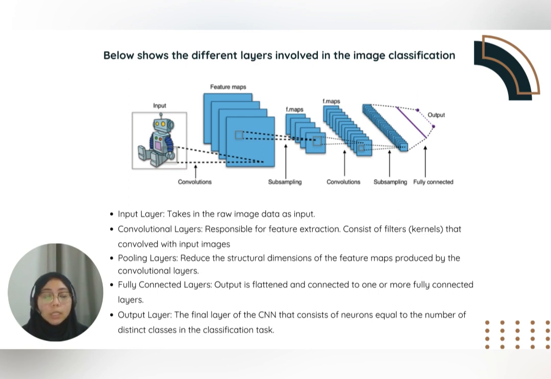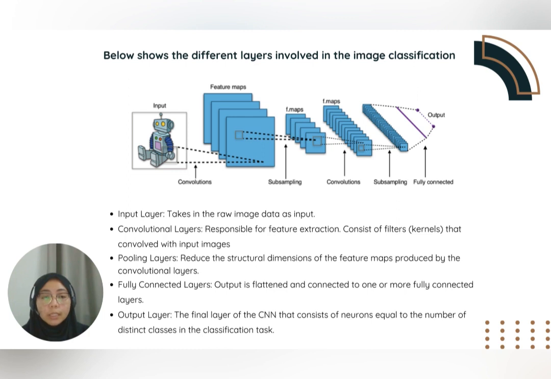The second one is the convolutional layers. Convolutional layers are responsible for feature extraction. They consist of filters, also known as kernels, that are convolved with the input image to capture relevant patterns and features. So this layer learns to detect edges, textures, shapes, and other important visual elements.